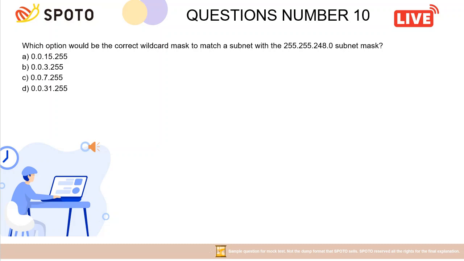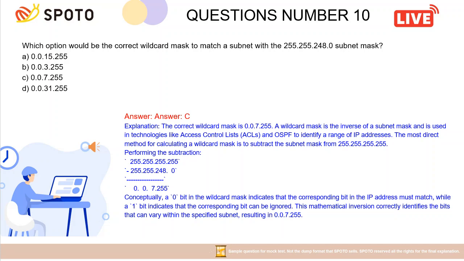Answer, C. The correct wildcard mask is 0.0.7.255. A wildcard mask is the inverse of a subnet mask and is used in technologies like access control lists, ACLs, and OSPF to identify a range of IP addresses. The most direct method for calculating a wildcard mask is to subtract the subnet mask from 255.255.255.255. Performing the subtraction: 255.255.255.255 minus 255.255.248.0 equals 0.0.7.255.